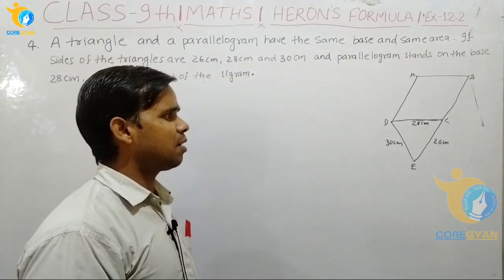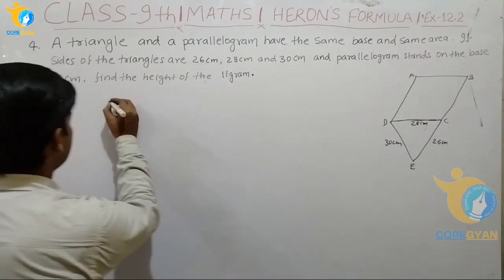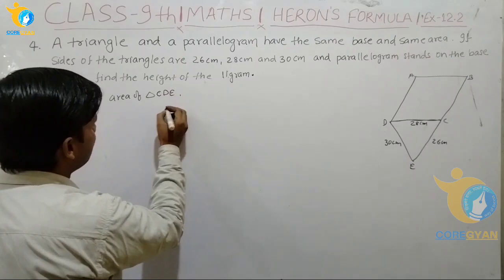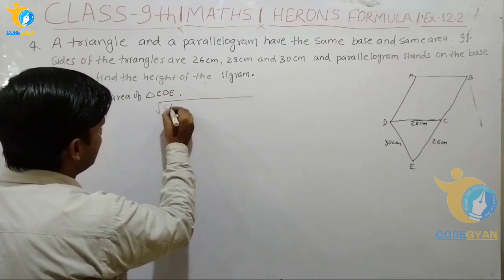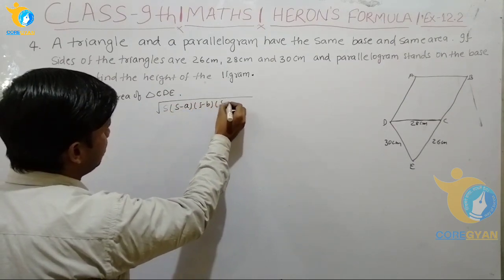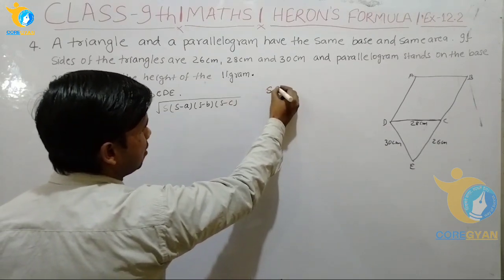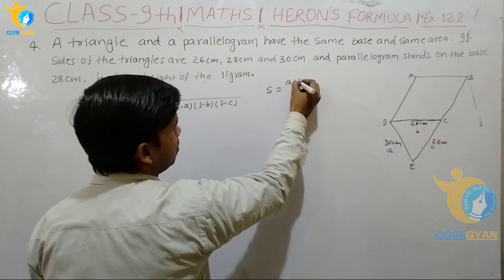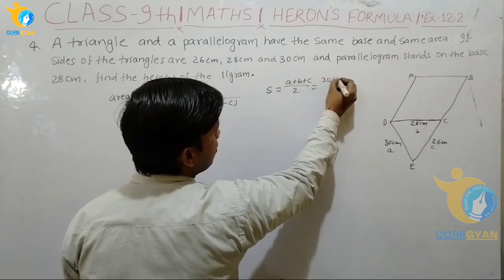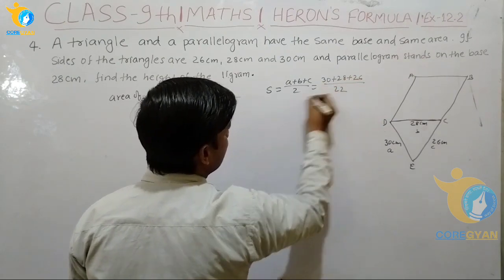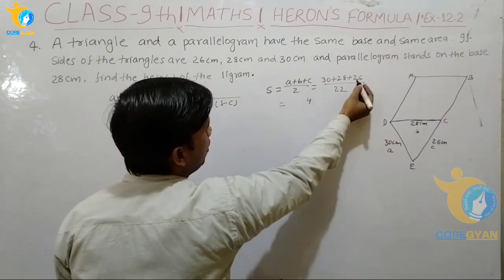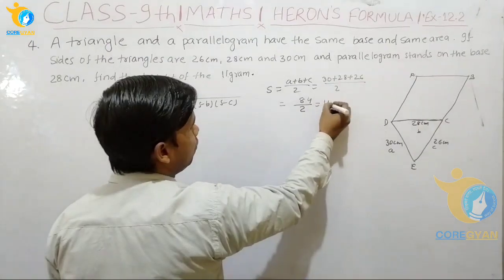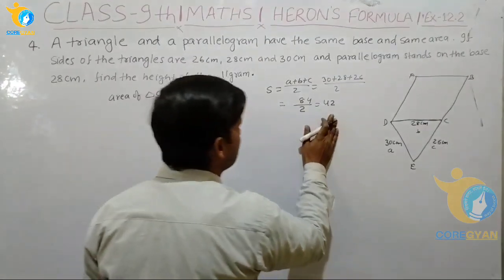So firstly we have to find the area of the triangle. Area of triangle CDE is root under S into S minus A into S minus B into S minus C. Firstly we have to find S. If we assume A, B and C, then S is A plus B plus C upon 2, which is 30 plus 28 plus 26 upon 2. So this is 84 upon 2, which goes to 42.